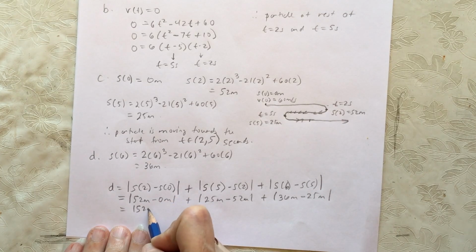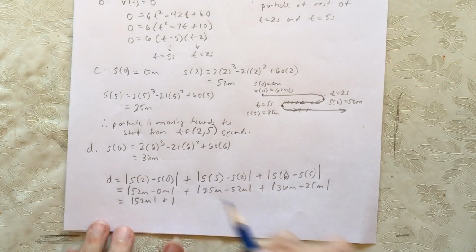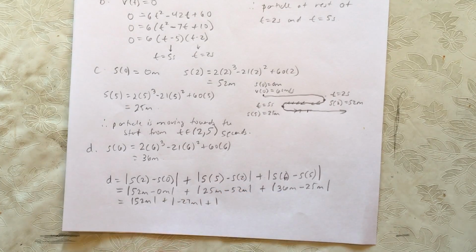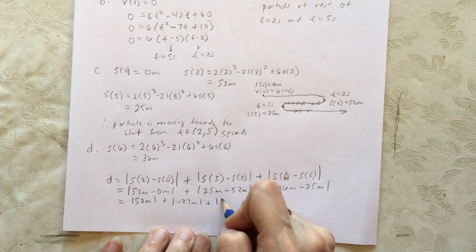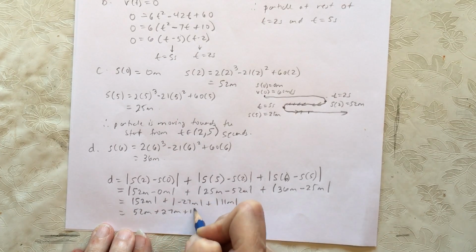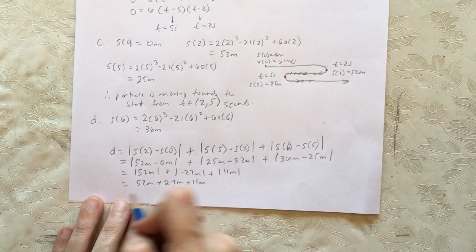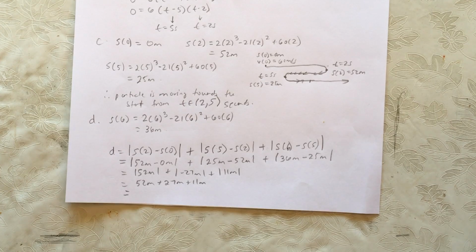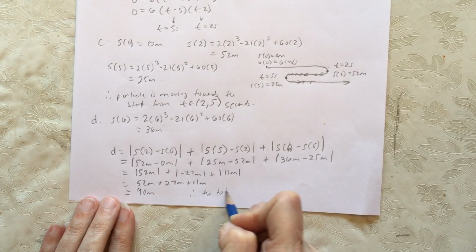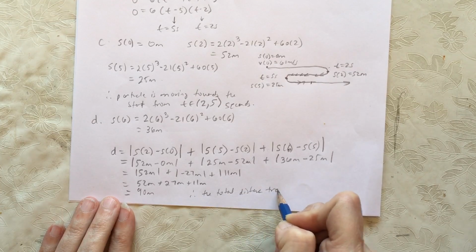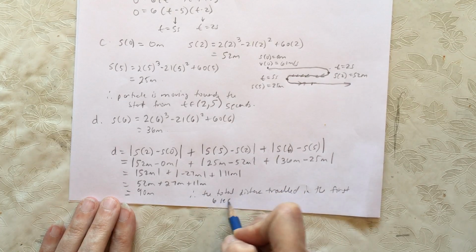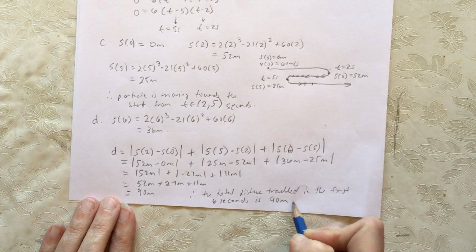So it's the absolute value of 52 meters plus the absolute value of negative 27 meters plus the absolute value of 11 meters, which is 52 meters plus 27 meters plus 11 meters, which is 90 meters. So therefore the total distance traveled in the first 6 seconds is 90 meters.